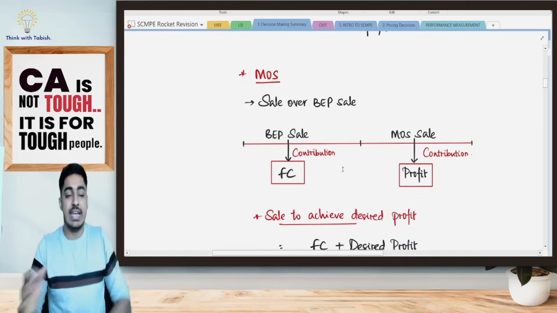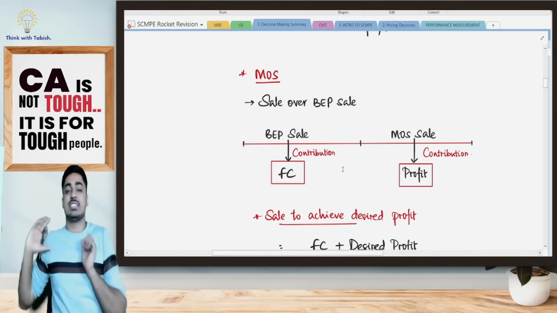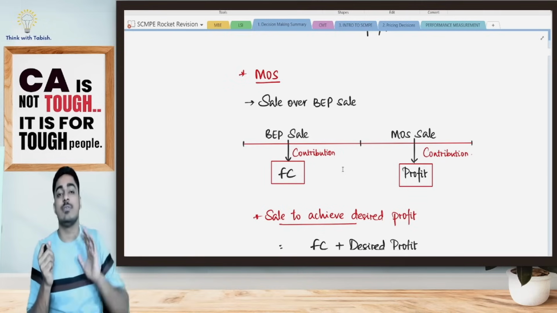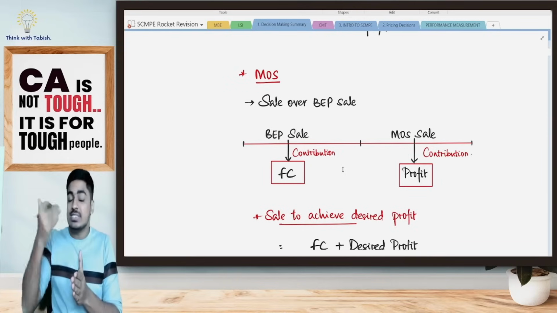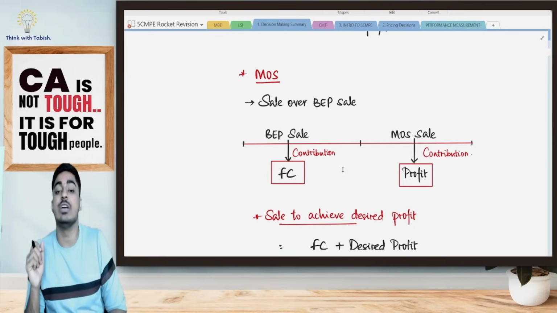Margin of safety is my sales in addition to my BP sale. After break-even point, how much sales have I done? Till BP, whatever sales I've done, the contribution was equal to recover my fixed cost. After my BP, whatever sales I've done, fixed cost is already recovered. The contribution, whatever I will be getting, will be equal to my profit.